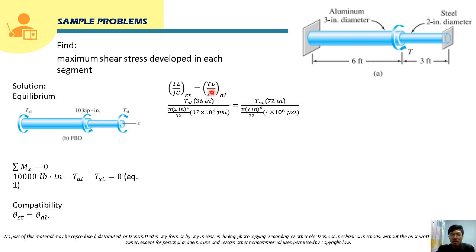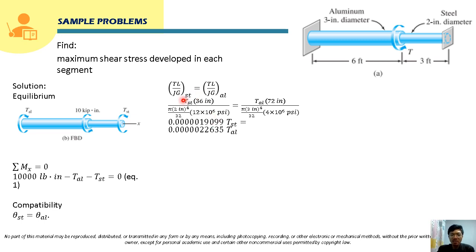Okay, now the polar moment of inertia, class, of the aluminum. That will be pi d to the fourth over 32, wherein the diameter here, class, is 3 inches, times the modulus of rigidity, which is 4 times 10 raised to 6 psi for aluminum. Okay, so class, from here we can now simplify this.